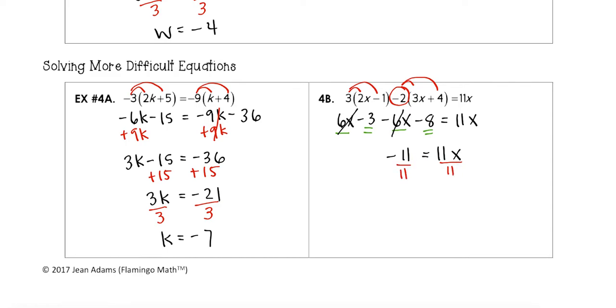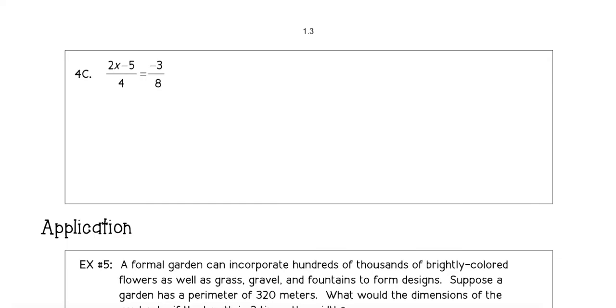And then I'm going to get negative 11 divided by 11 is negative 1 equals x. Using that symmetric property, flip it around because I don't like it in that form. So we get x equals negative 1. All right, moving on.